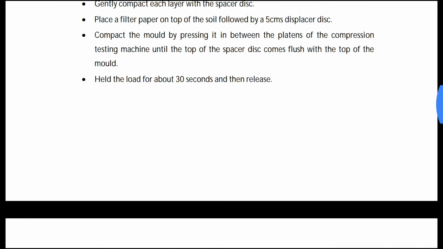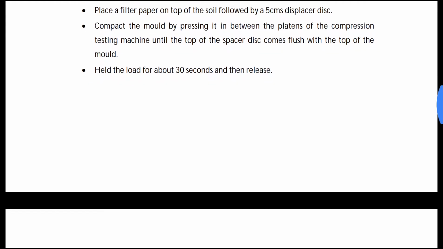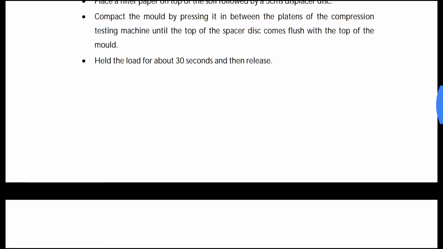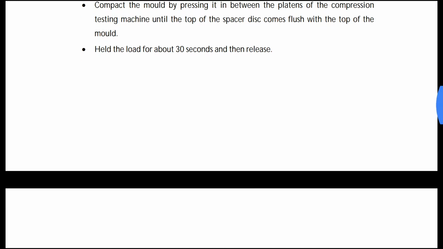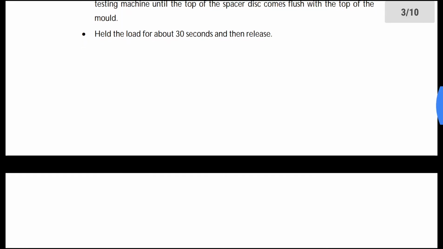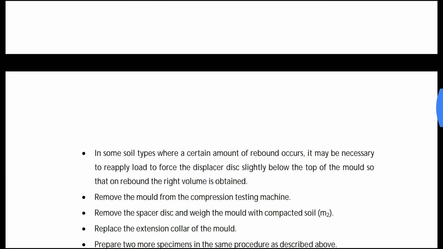Place a filter paper on the top of the soil, followed by a 5 cm spacer disc. Compact the mold by pressing it in between the platens of the compression testing machine until the top of the spacer disc comes flush with the top of the mold. Hold the load for about 30 seconds, then release.